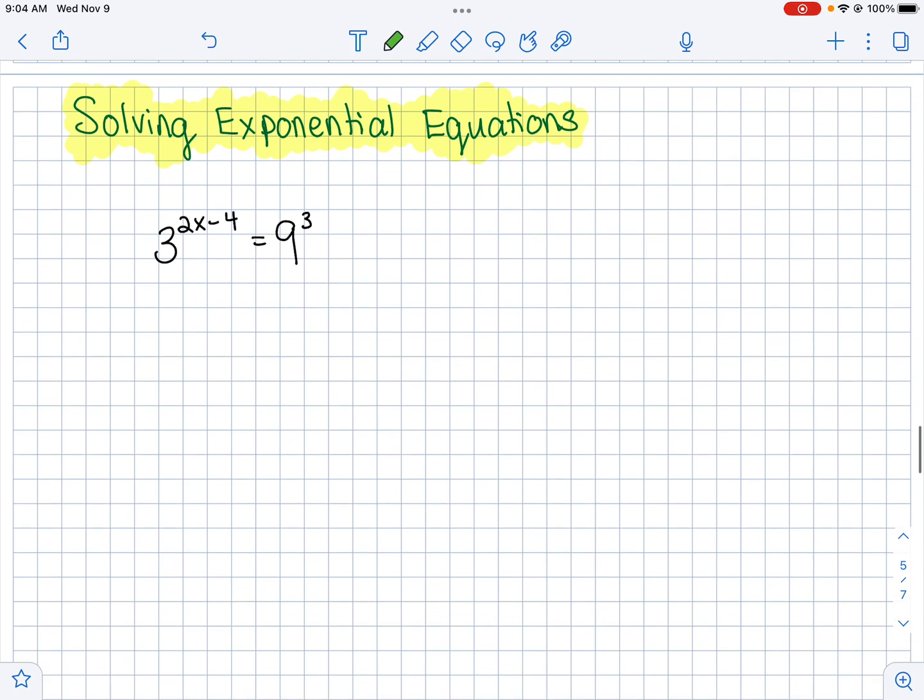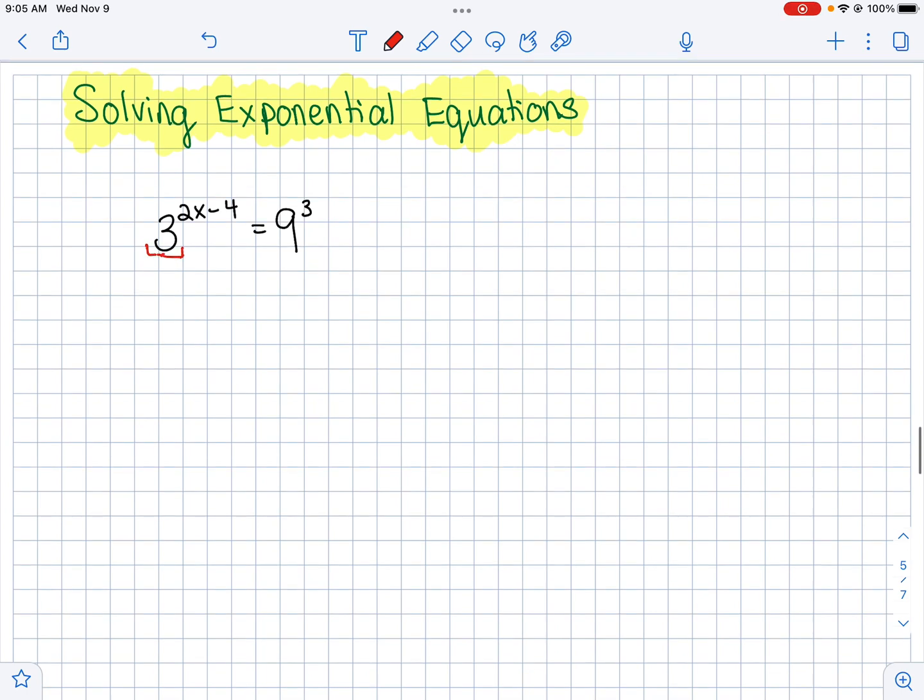Okay, solving exponential equations. So our goal here is to make the bases identical. This is really irritating. I can't lean my hand on the iPad. Okay, so I have a base of 3 over on the left side and 9 on the right side, but I want them to be identical.